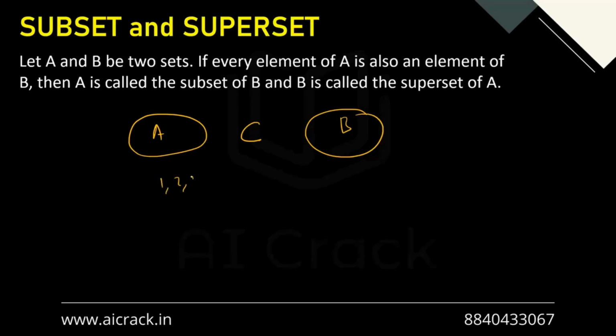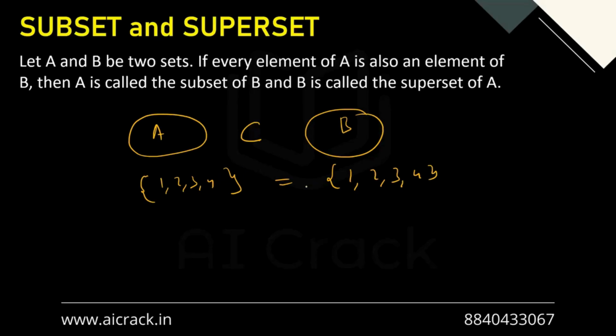A is 1, 2, 3, and 4. And B is also 1, 2, 3, and 4. So all the elements of A are also present in B. In that case, regardless of both of them being equal, you can say that A is a subset of B. That is the basic technical condition.